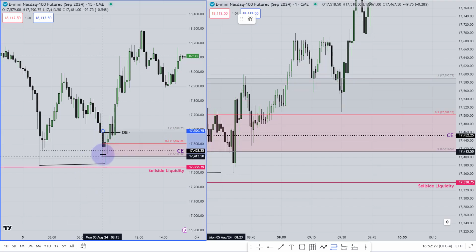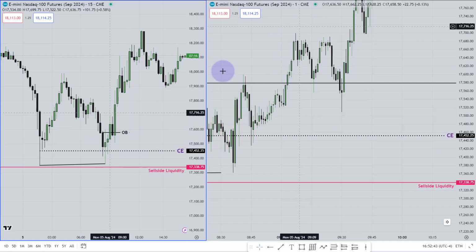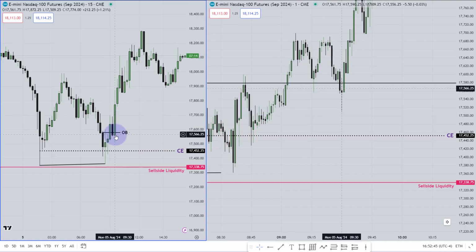You have to learn it one by one. Okay, you have to learn. This is the mean threshold. Now the market didn't reach that mean threshold. That's why I'm not going to use that mean threshold. I'm not going to mark it to the mean threshold of that order block. So I would love to keep that order block level only.